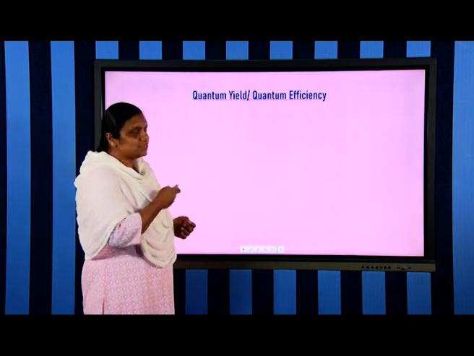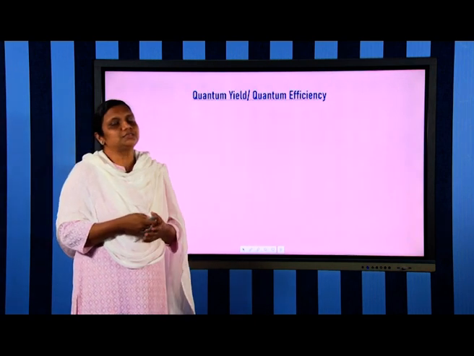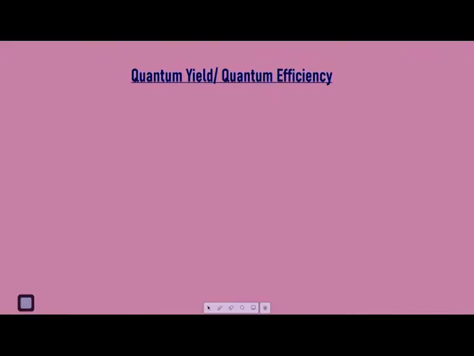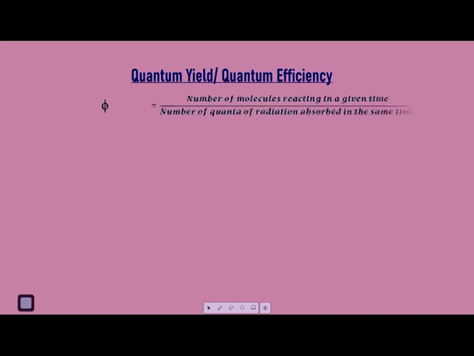Now, with this background, we can discuss quantum yield or quantum efficiency of a photochemical reaction. That is designated as phi. Phi is a ratio of the number of molecules reacting in a given time to the number of quanta of radiation absorbed in the same time span.